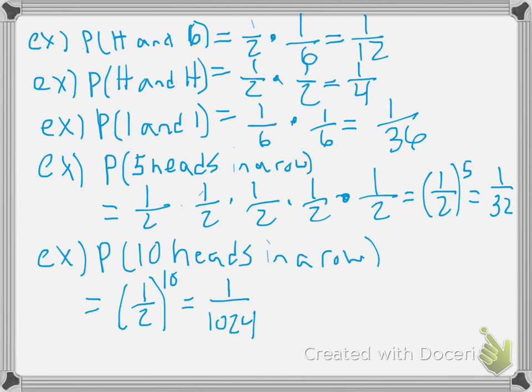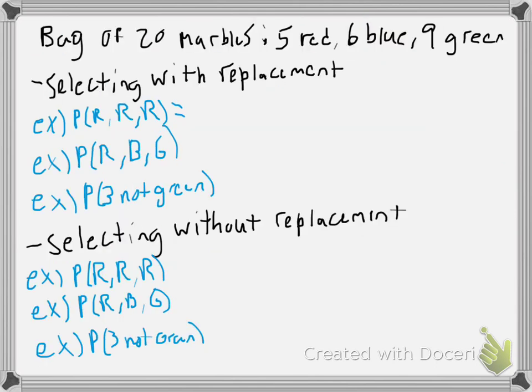So these are independent events. Multiple events, multiply. Take their individual probabilities, multiply them together. Let's look at some other examples where we need to examine independence versus dependence.